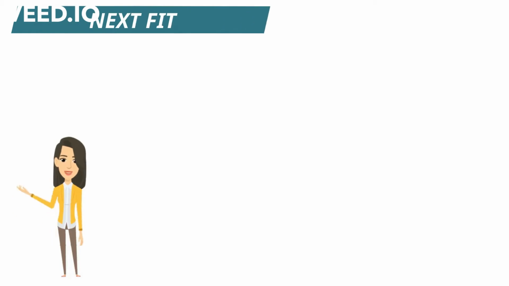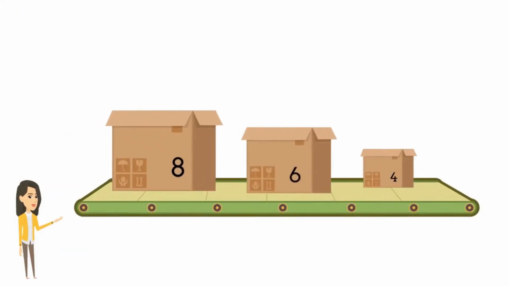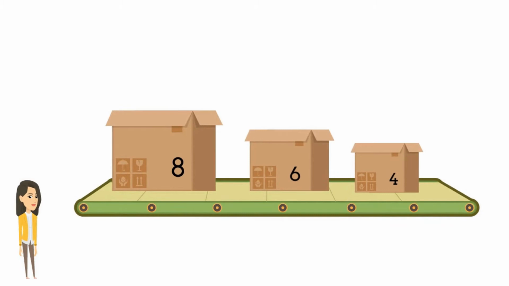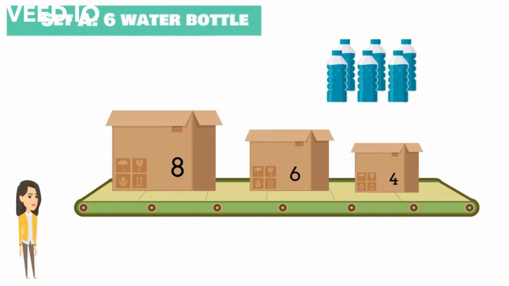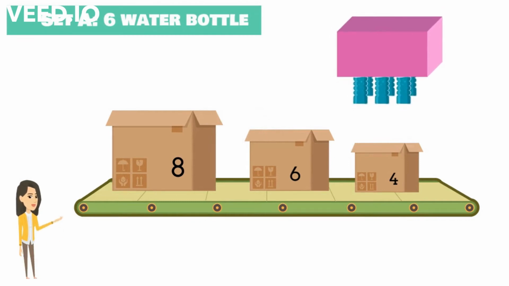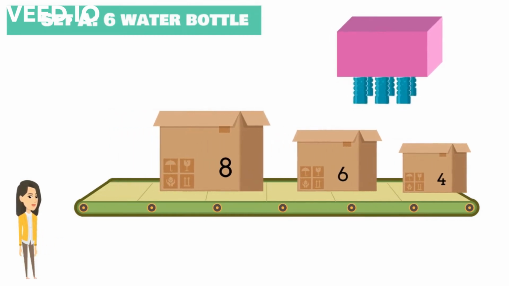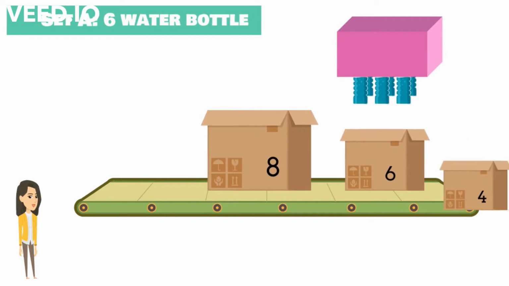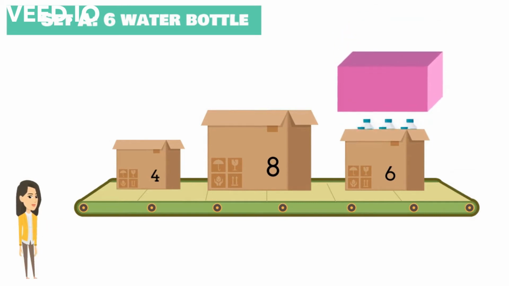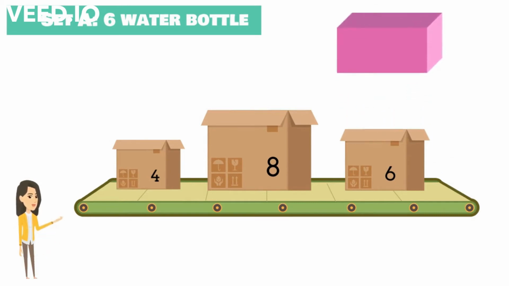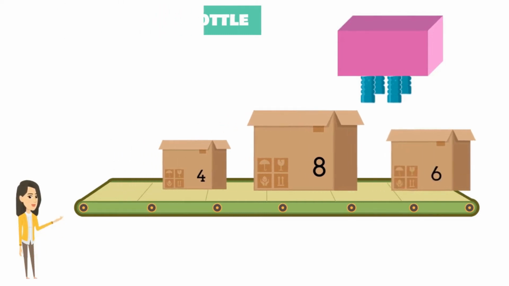For NextFit, the plastic bottles are allocated into the next suitable box, meaning the box that is big enough or bigger that can accommodate the bottles. For the first set of 6 plastic bottles, the machine will find the suitable box, which is either a box with 6 slots or 8 slots. In this case, the machine will put the bottles into the box with 6 slots because it arrives first on the conveyor belt. Once the machine detects that the current box with 6 slots is suitable, the bottles will be inserted into it.